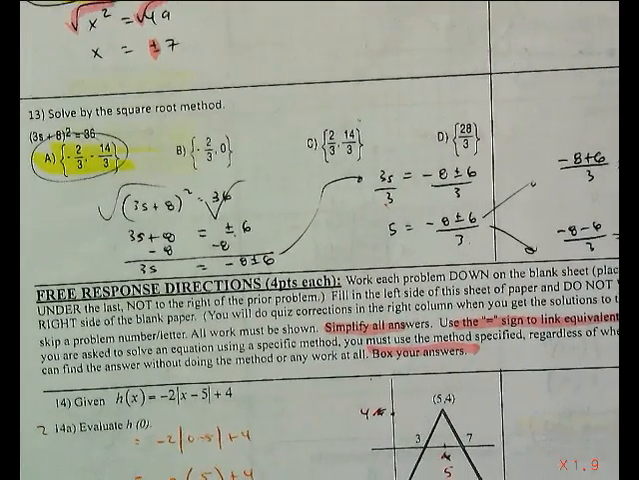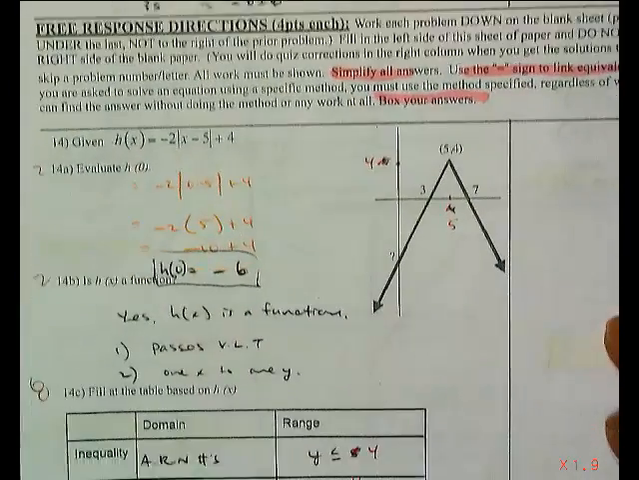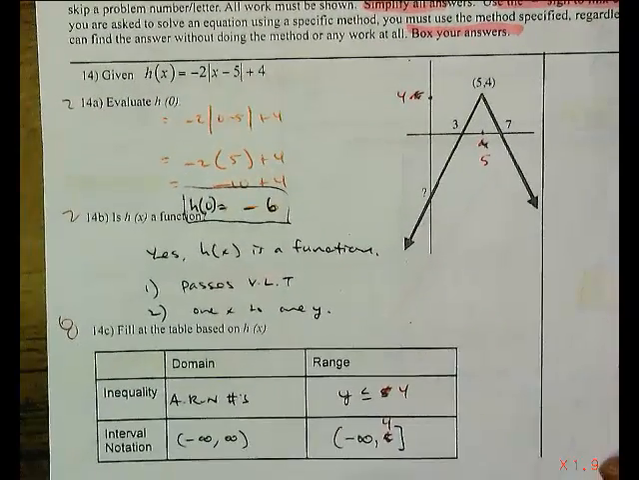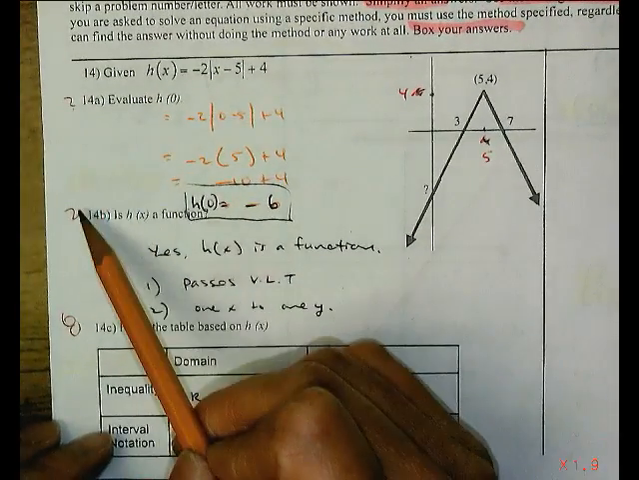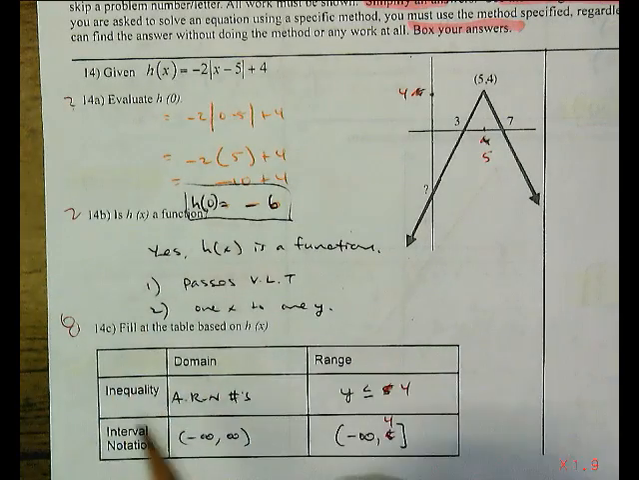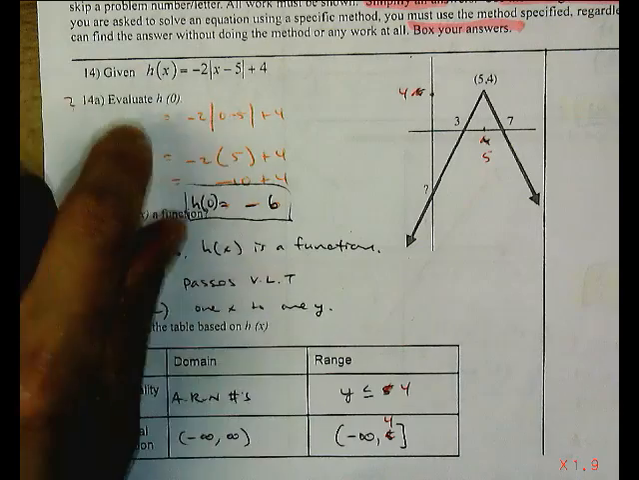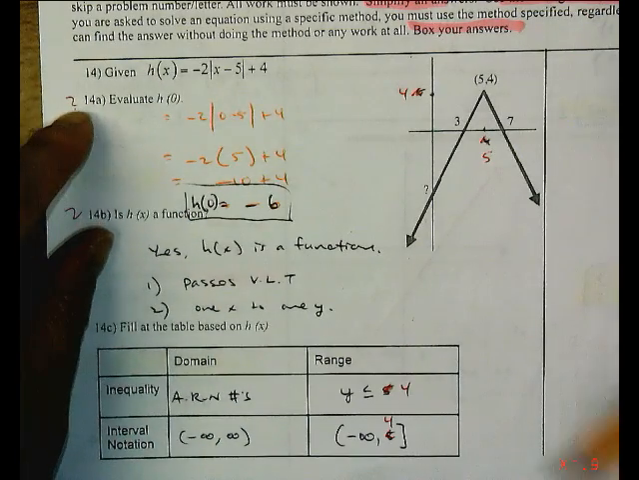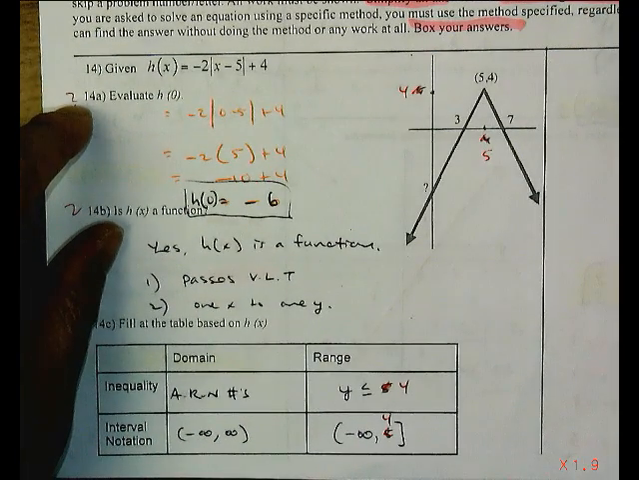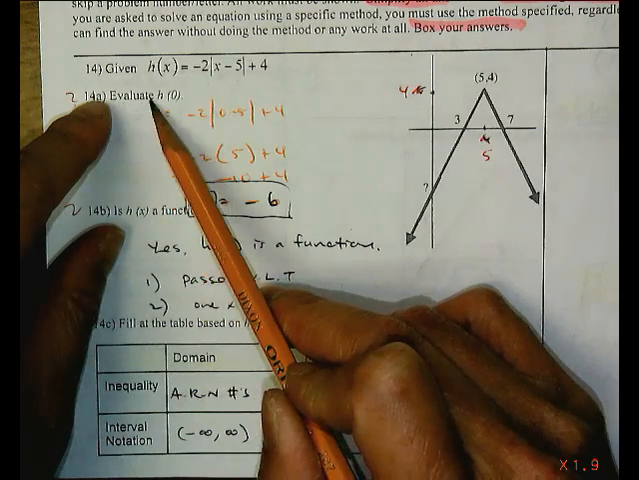Number 14, a lot of students had difficulties with. You can see how much it's worth, so it's quite a bit of points. This is probably about 12 to 15% of the quiz right here in terms of value. So here's my graph, absolute value function. It asked me for h of 0.